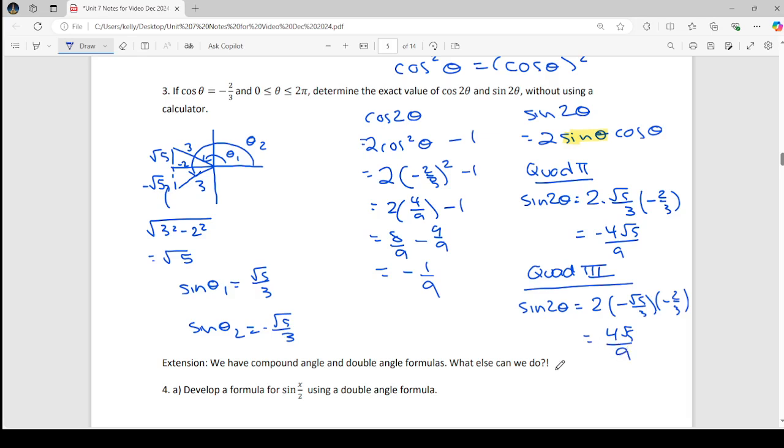So without more information, the exact value of cos 2 theta is negative 1 over 9. And the exact value of sine 2 theta is either negative 4 root 5 over 9 or 4 root 5 over 9.